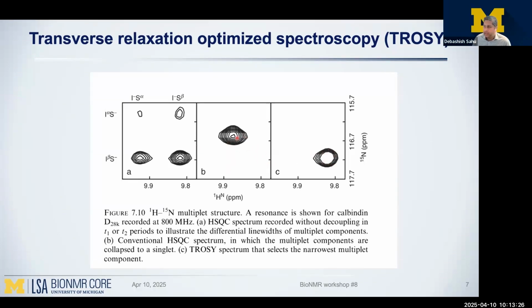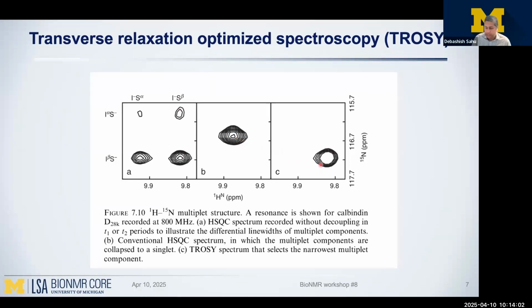The one thing to note is that the separation between these components is 1 over J of whatever you're looking at. So this is 1J HN. That means that the TROSY component of every signal as compared to HSQC will be separated by half of 1 over J, the half J between the two components that we're looking at. So make sure that you take that into account. That means all peaks are shifted a little bit, okay, both in your nitrogen as well as proton dimension.